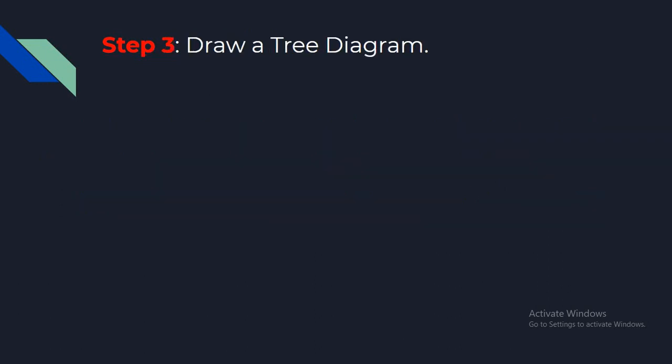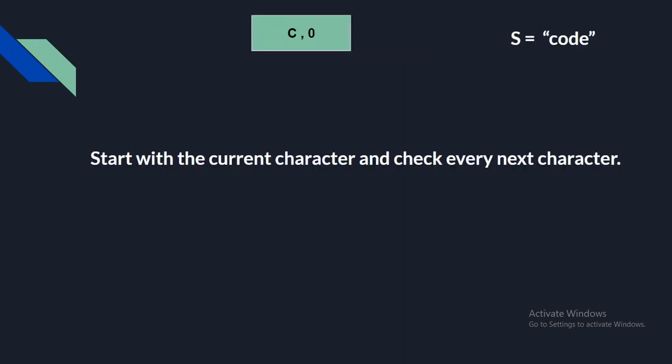So let's see. Okay, so step 3 is draw a tree diagram, and it's very important. Whenever you code a recursion function, you should always draw a tree diagram, because that will explain how you should approach coding the whole recursion function. So we start from the current character and check every next character. Our given string right now is code.